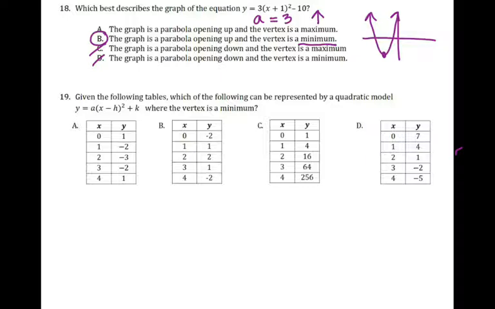For number 19, given the following tables, which of the following can be represented by a quadratic model, y equals a(x minus h) squared plus k, where the vertex is a minimum. So the first thing I want to do is I want to figure out which tables actually represent a quadratic.